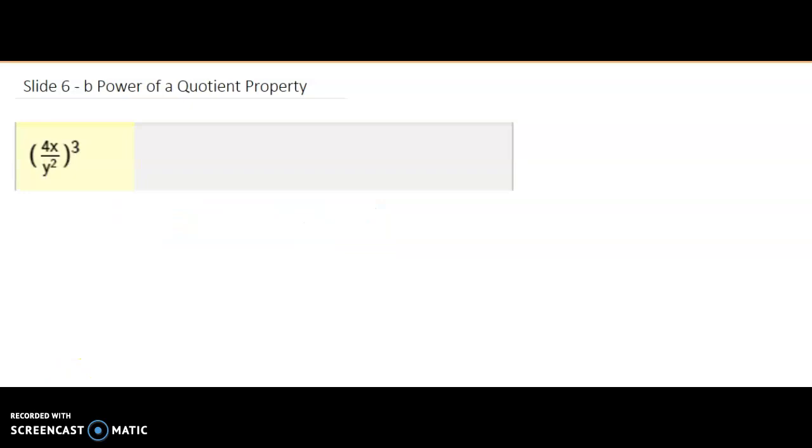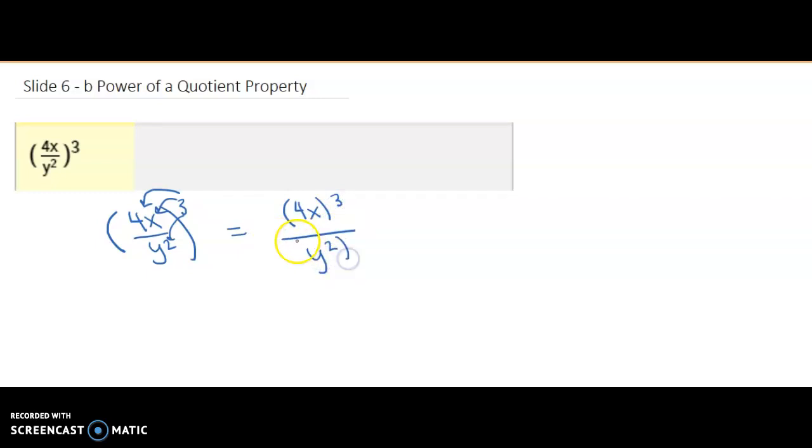All right, so same concept here. We have something in parentheses. So we have 4x over y squared in parentheses to the third power. Now, anytime you have more than one term put together, this 3 goes both to the 4 and to the x, and then to the y squared as well. So this is just 4x to the third over y squared to the third.